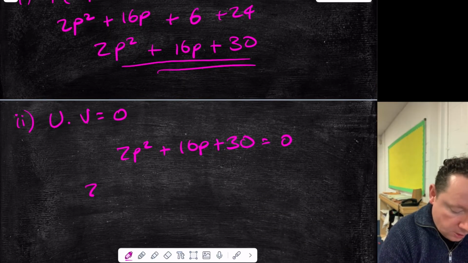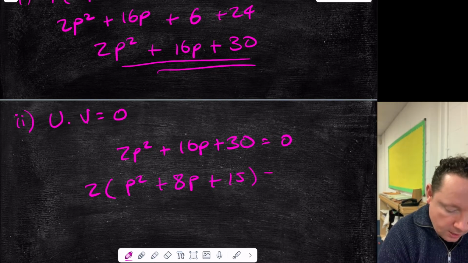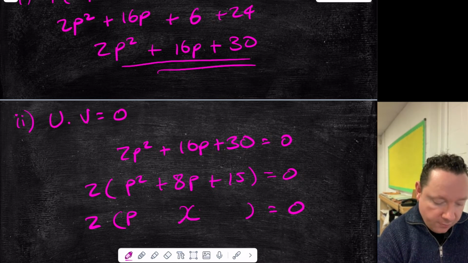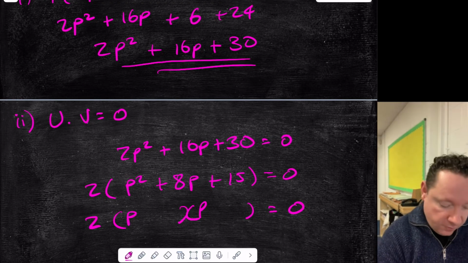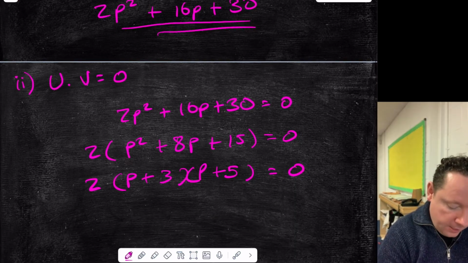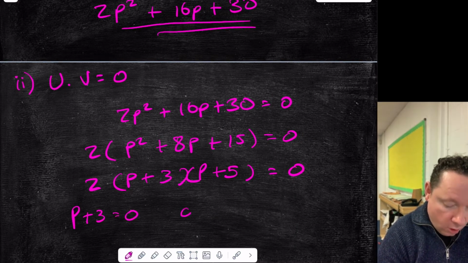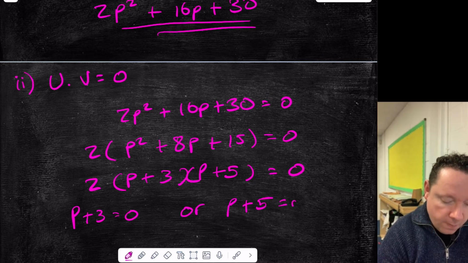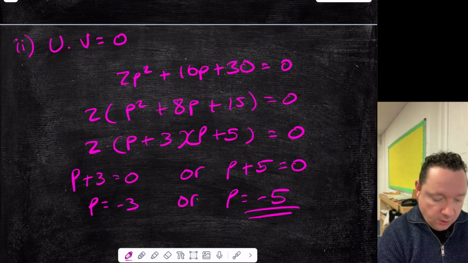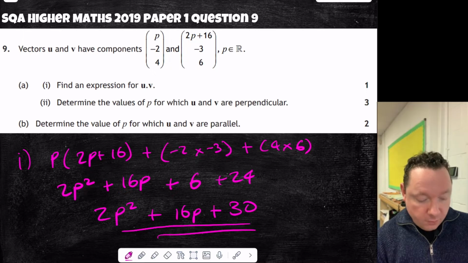Take 2 out as a common factor: p squared plus 8p plus 15. So that's a quadratic. From National 5 Maths, I'm looking for double brackets probably. Two numbers that times together to make 15, but add together to make 8. Well, that's 5 and 3. So it's plus 5 and plus 3. So that means that p plus 3 equals 0 or p plus 5 equals 0. Solving both of the equations, we get p equals minus 3 or p equals minus 5. And we're done there. Part B says, determine the value of p for which u and v are parallel.